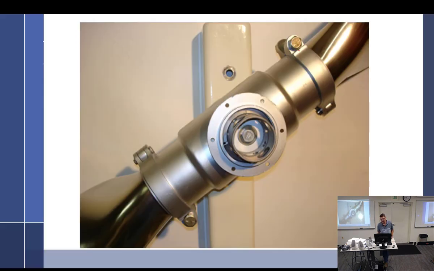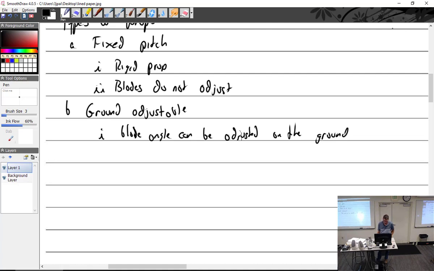So here's a hub right here of a ground adjustable propeller. Blades just look like the blades. And what we have are blade clamps here and here. And if you loosen up those blade clamps, then these blades can actually rotate in the hub. So using a protractor, which you guys will do, you'll set the correct blade angle and lock those back down. So we have the ground adjustable.